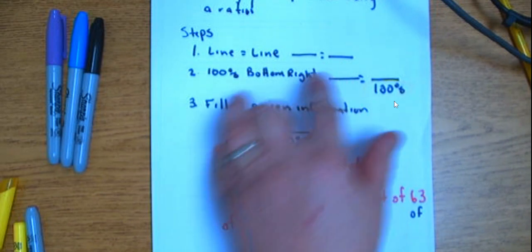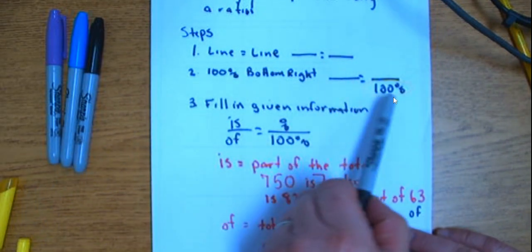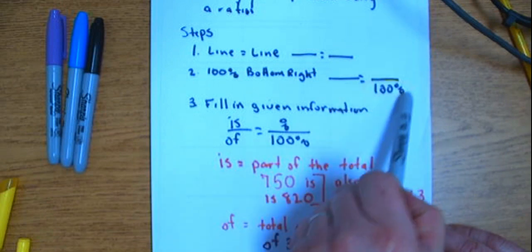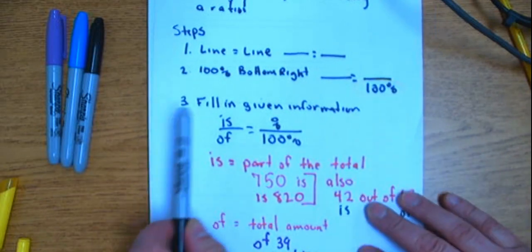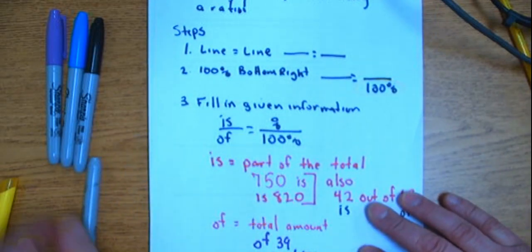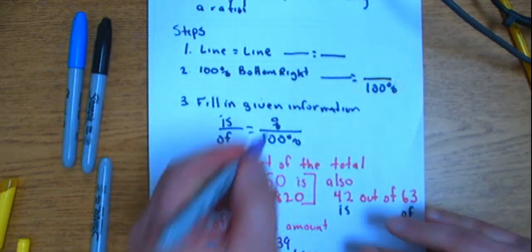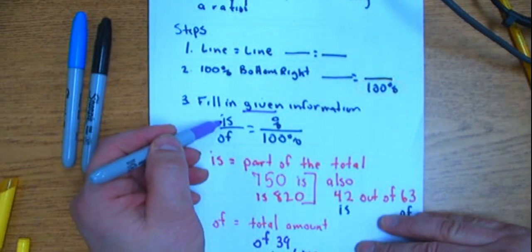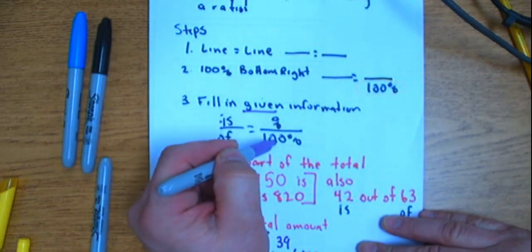We're writing a ratio. The second thing we do is, this is a given. 100% always goes over there in the bottom right. Then we need to fill in the other given information from the question, okay? So we have is over of equals percent over 100.